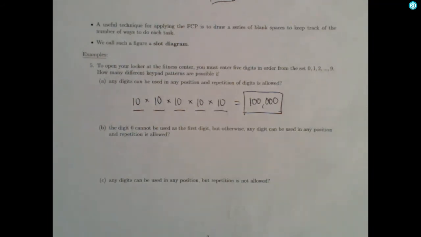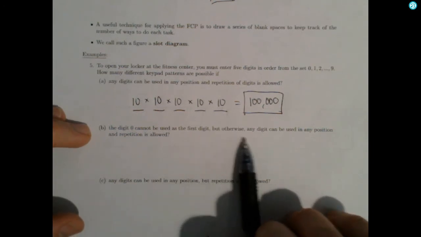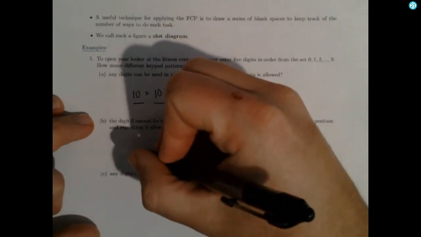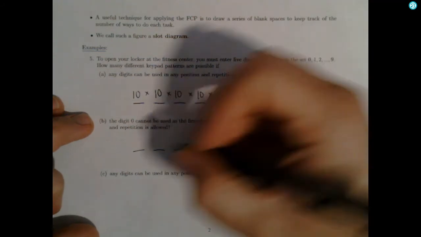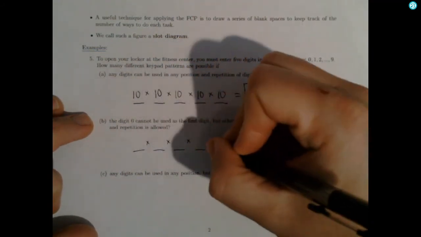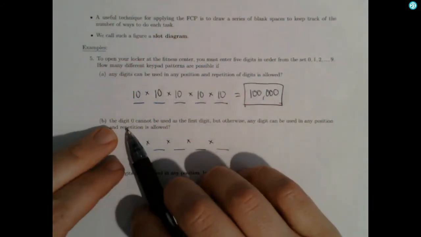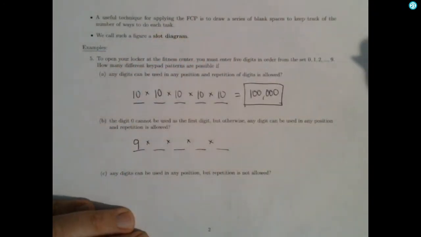possible patterns. Okay? Now part B is the same scenario, but it says the digit 0 cannot be used as the first digit, but otherwise any digit can be used in any position, and again repetition is allowed. So for the first digit, 0 can't be used, but you can use any of the other numbers 1 through 9. So there are 9 possibilities for that first digit.